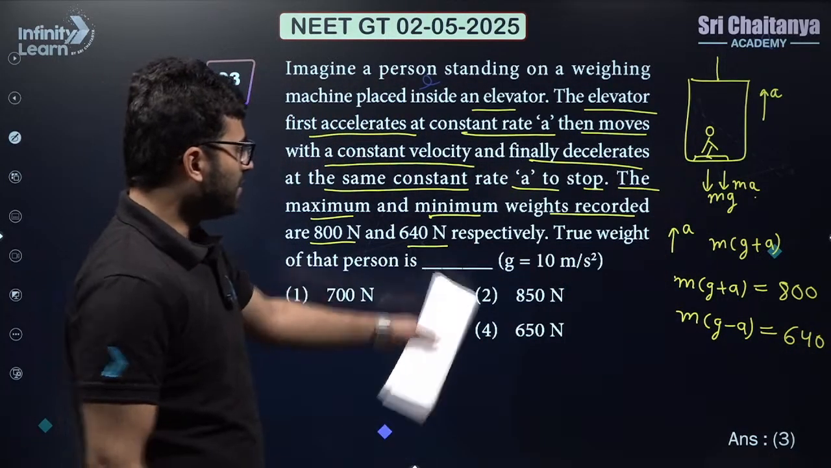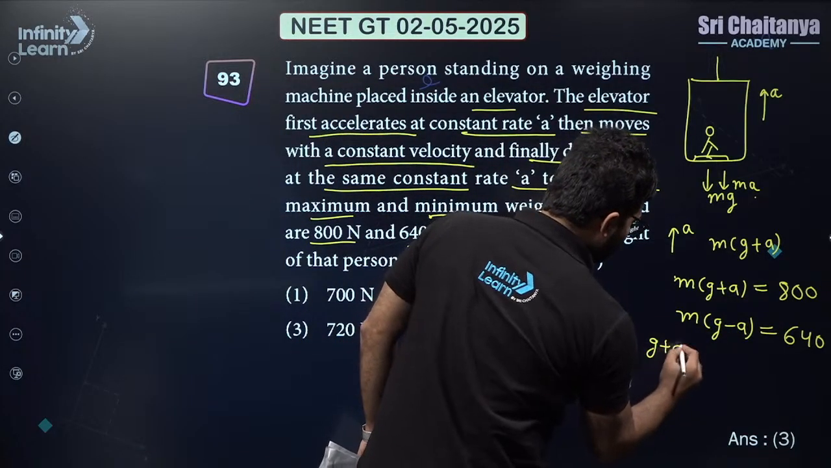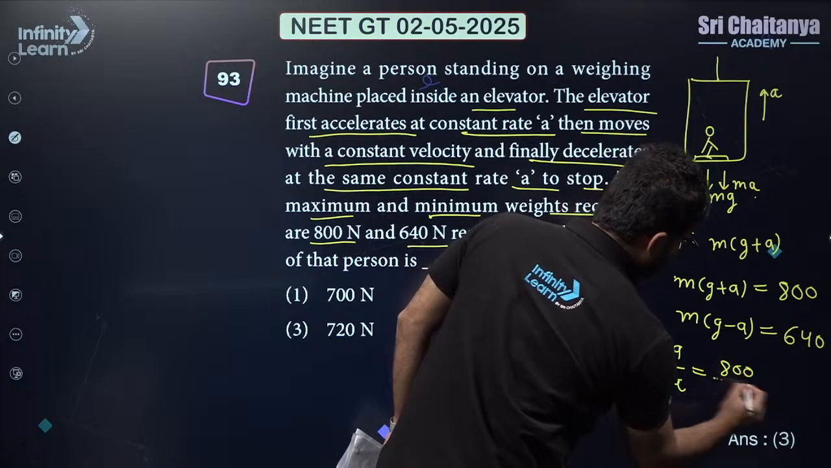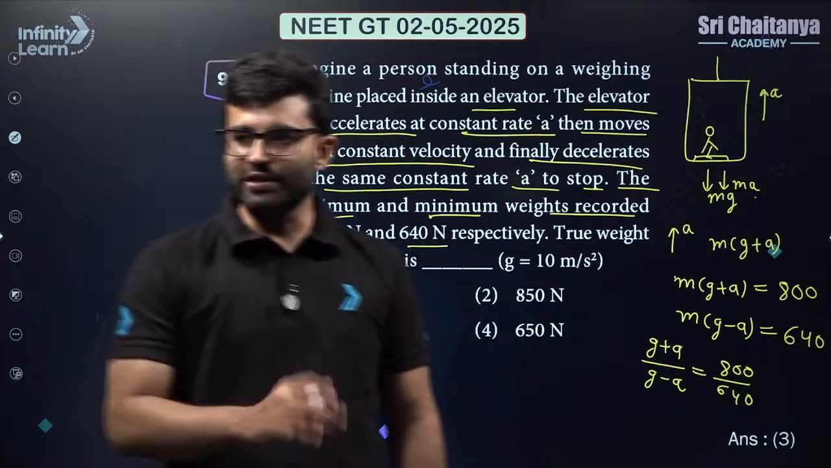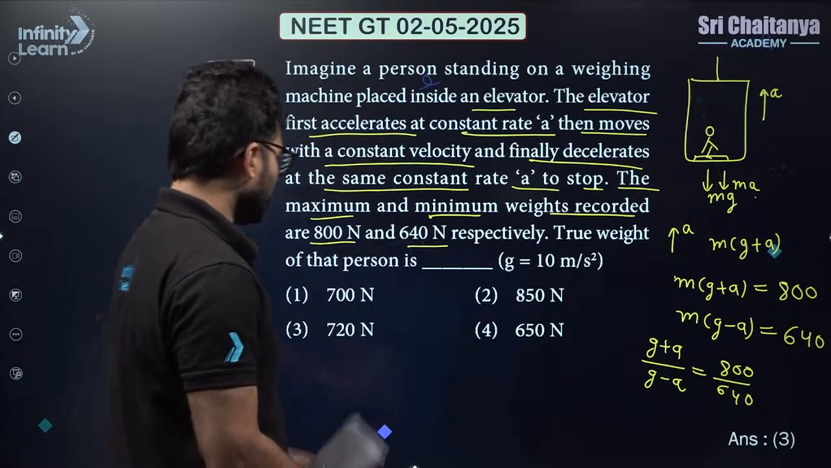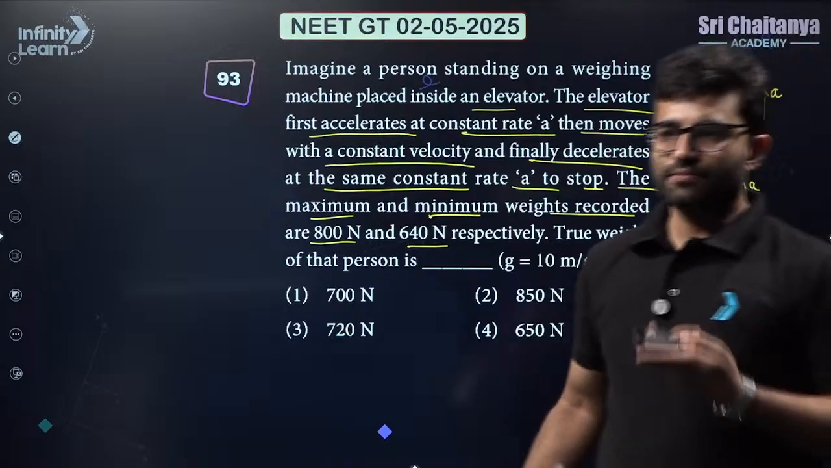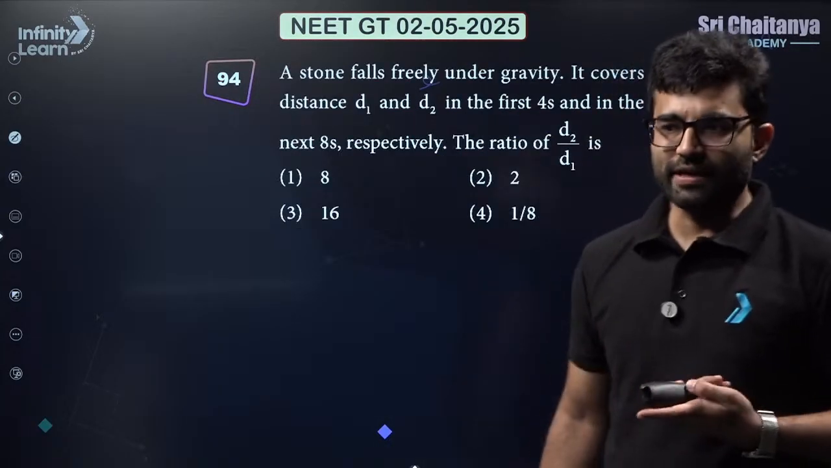Now there are two equations which you can solve. With g value 10, you can divide both of them and m will cancel out. So g plus a upon g minus a, right? That would be 800 upon 640, and from here you can calculate the value of a, putting g as 10, correct? So your answer will come out to be 720. The calculations I am leaving up to you, right? We are just doing the conceptual part, right? Understood?